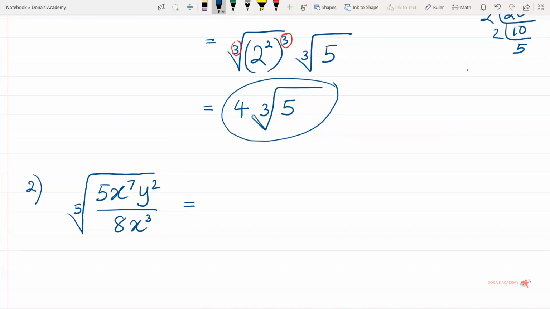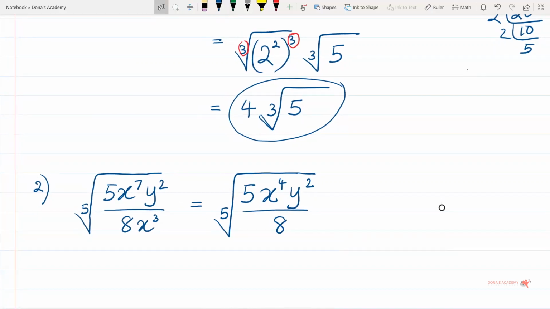We see x in 2 places. So in order to get rid of that, let's use the laws. If you use laws, I get x^4 y^2 divided by 8. Now this is satisfying the index condition because 5 is bigger than both 4, 2 and 1. However, the denominator is not rationalized. The denominator contains this fifth root of 8.